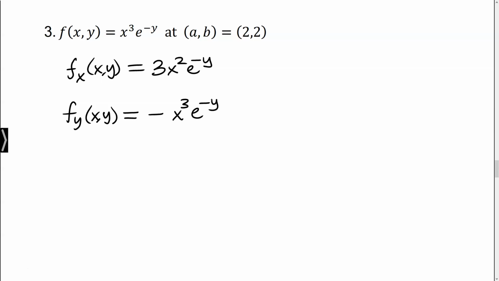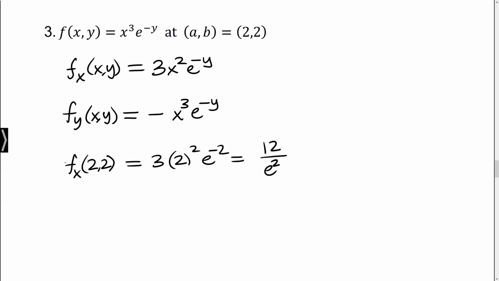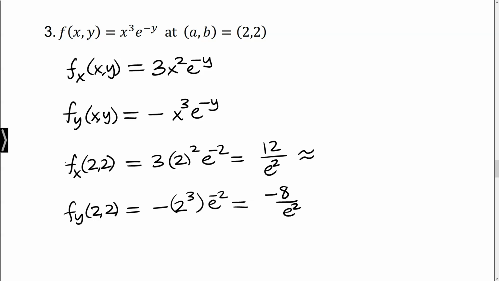And I want to evaluate these at 2, 2. So I'm going to get f sub x at 2, 2. That's going to be 3 times 2 squared e to the minus 2, or 12 over e squared. I'll figure what that is in a second. The y partial, I'm going to get minus 2 cubed times e to the minus 2, so that's going to be minus 8 over e squared. Okay, so let me get the approximate values for these.